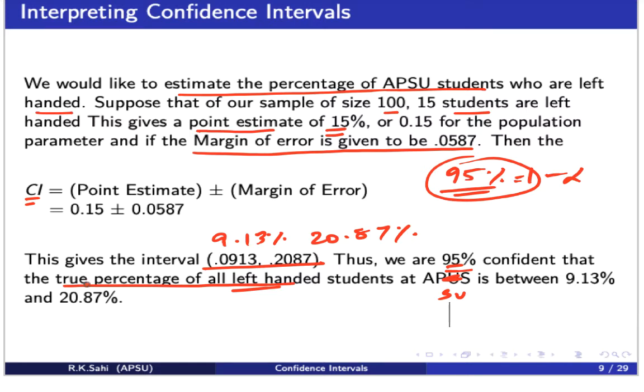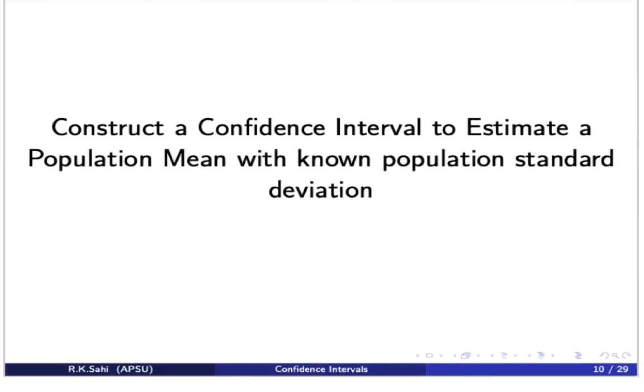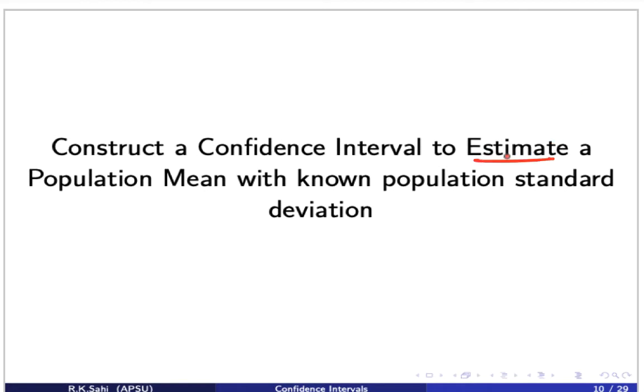Now that was just a recap of things we have done earlier. Now we come to the point which this video is about, which is to construct a confidence interval to estimate a population mean. There are two cases: one, when we know the population standard deviation, and the other, when we do not know the population standard deviation. In the first part, we are going to construct a confidence interval when we know the population standard deviation for the estimation of a population mean.